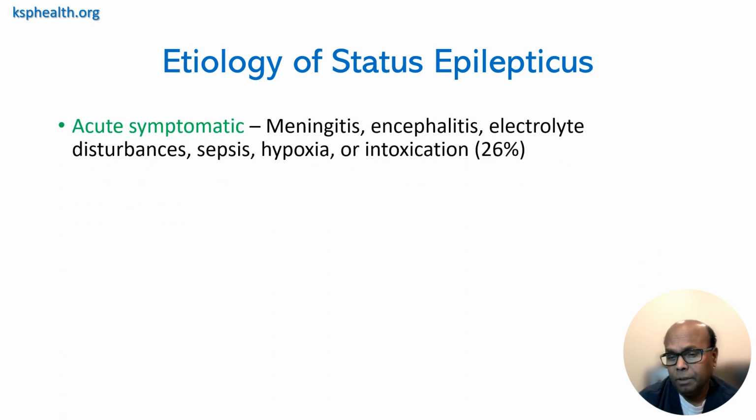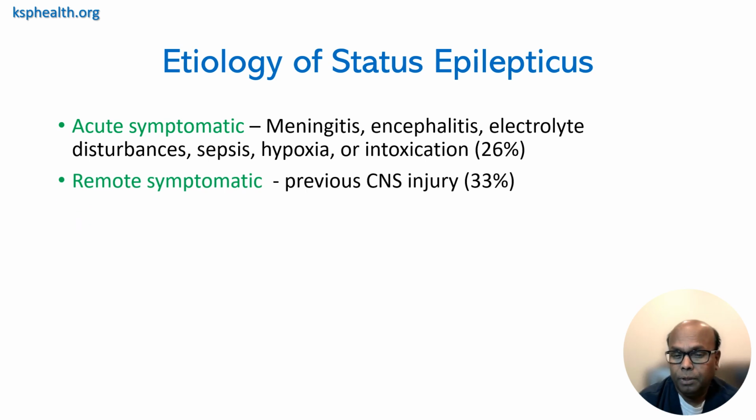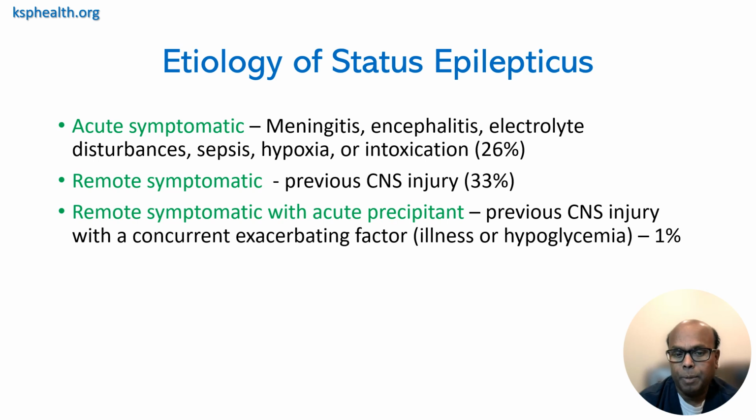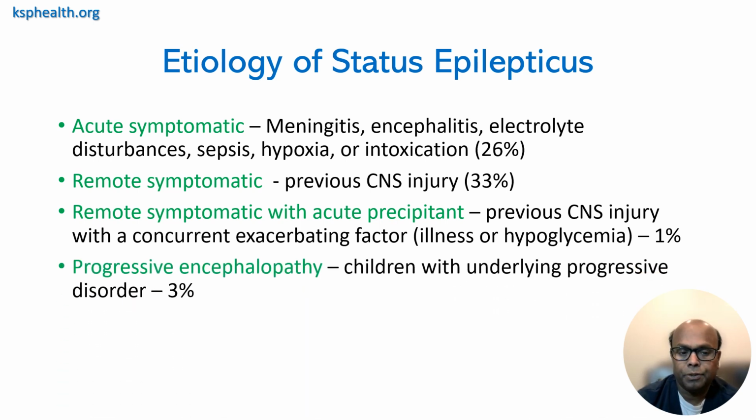Acute symptomatic comprises 26% of total status epilepticus, caused by meningitis, encephalitis, electrolyte disturbances, sepsis, hypoxia, or intoxication. Remote symptomatic happens in patients who had a previous CNS injury. It constitutes 33% of total status epilepticus. Remote symptomatic with acute precipitant, such as previous CNS injury patients having concurrent exacerbating factors such as illness or hypoglycemia, constitutes 1% of the total status.